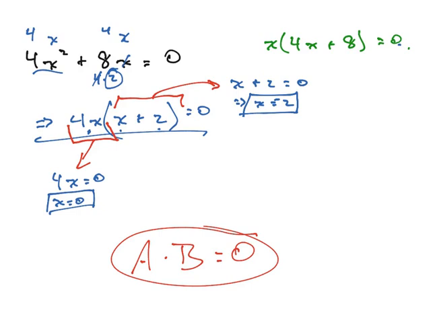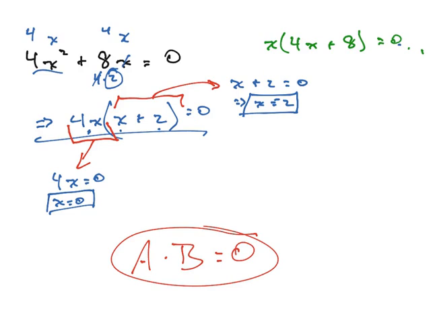So if you're given a problem like this, you factor it out, and as long as you understand what this is saying, either 4x is equal to 0 or the other term, x plus 2, is equal to 0, and you solve those two things independently, then things go smoothly.